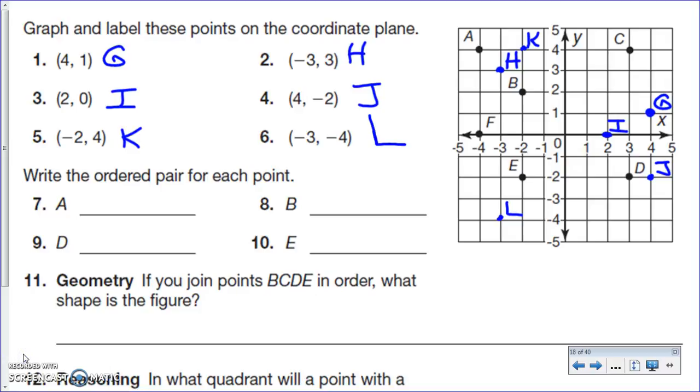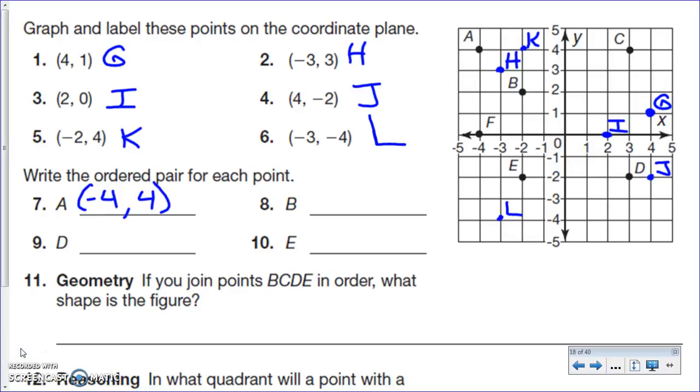For 7 through 10, we need to write the ordered pair for each point. So we look for point A, and we have to go over to -4 on the x-axis and then up to +4 on the y-axis. Remember, an ordered pair is always written within the set of parentheses. The x-coordinate always goes first, followed by a comma, and then the y-coordinate.